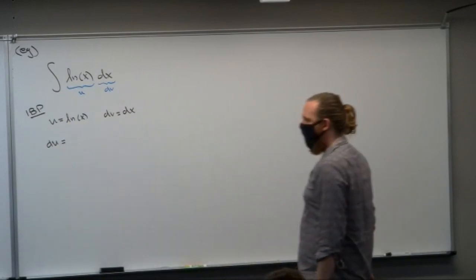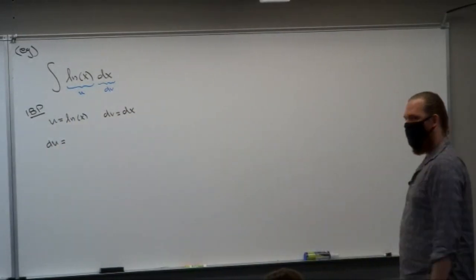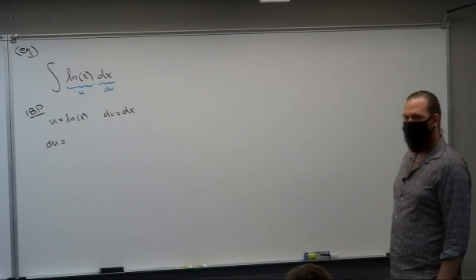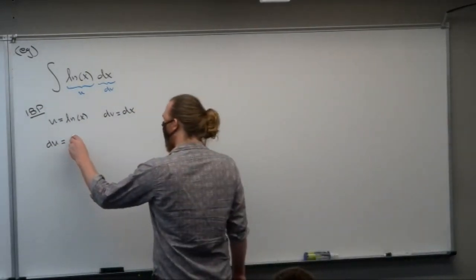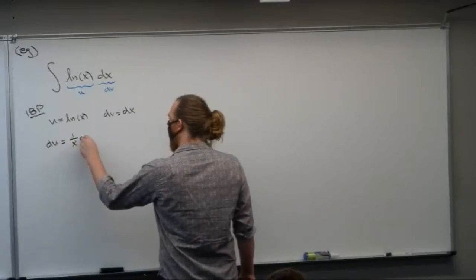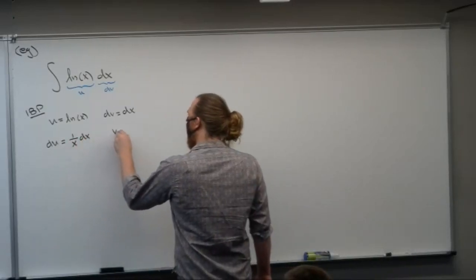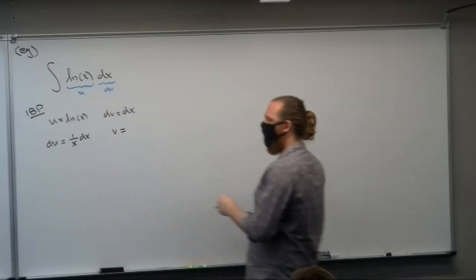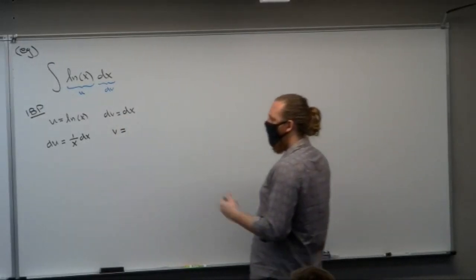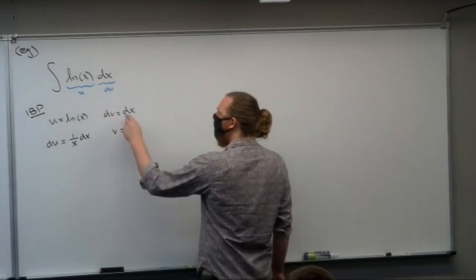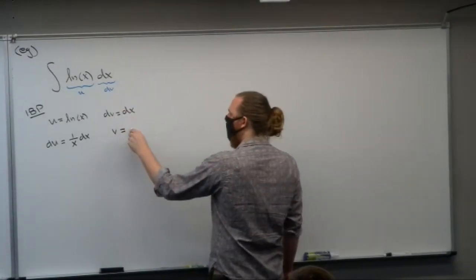If u is the natural log of x, what is du? 1 over x. 1 over x dx. Very good. Don't forget the dx. And if dv is dx, what is v? 1? Is it x? 1? We're integrating 1 dx, and that gives us just x.